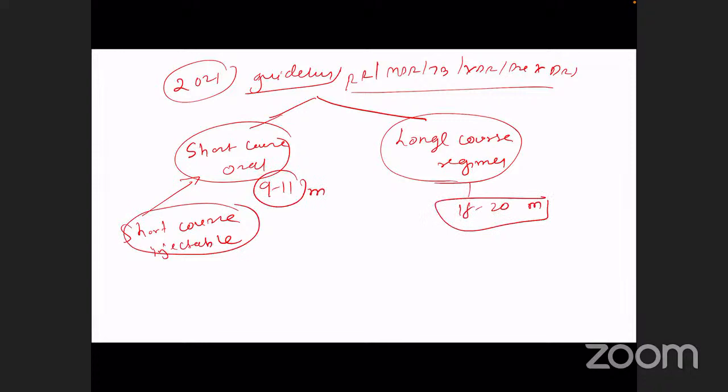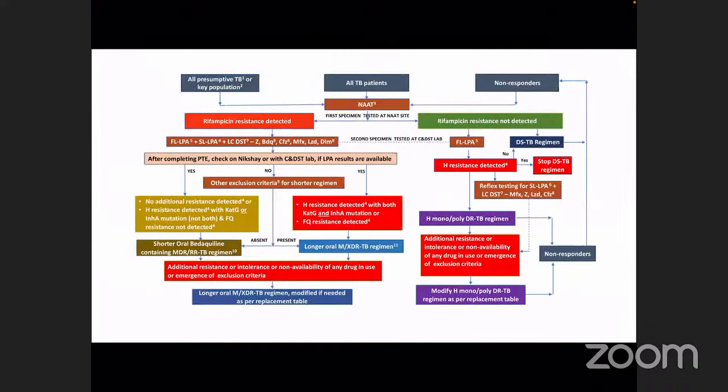Earlier we used to have very straightforward guidance: if it is RRTB, give this; MDRTB, give this; XDRTB, give this. But now it is not like that. You have to look at other features and resistance to other drugs, then you decide the management of the patient. So this is in short how you go about the management of drug-resistant TB, for diagnosis as well as management.